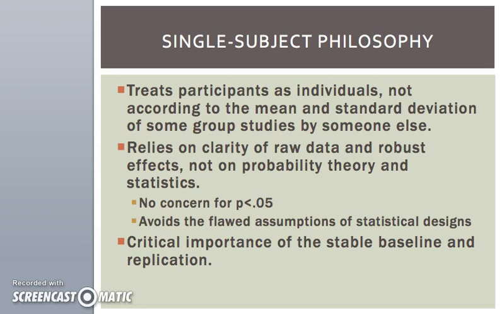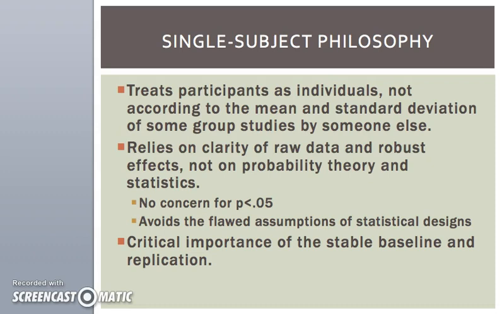Let me do it this way. I don't pluck a treatment out of the literature and just apply it and assume that it will work. Instead, we rely on the clarity of raw data, on the robustness of the effects that we see for that individual, and not on probability theory, and not necessarily on statistics. We are very much less concerned with p less than 0.05 alpha levels, and single subject design avoids all the flawed assumptions of statistical designs, of which I haven't had time to really go into for you, but perhaps at some point I'll be able to outline those for you, because I think it's important to recognize that all approaches have their flaws.